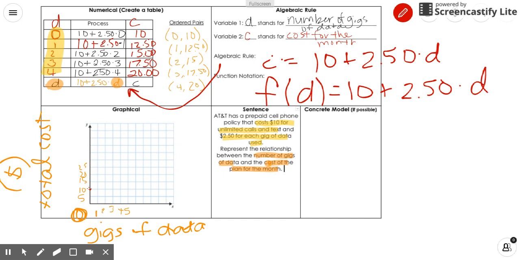So I've done my sentence section, I've done my numerical, I've done my algebraic rule, and my graphical. The only part I haven't done is this concrete model right now. I can't model a cell phone plan, so I'm not going to bother. If it was something we were talking about like a cake or a pattern or the rim around a pool, that's when I would draw a picture. For this one, it doesn't make sense to draw a picture.